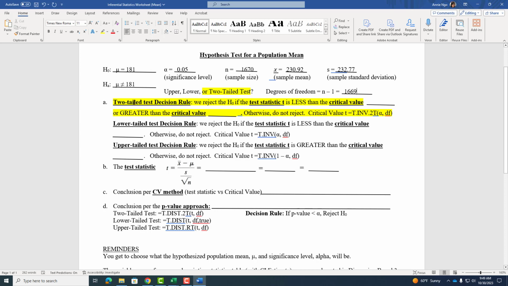To find my decision rule, so these are the critical values of when I'm going to reject the null or not. It says we reject the null if the test statistic t is less than the critical value blank. That's on my left side, so it's going to be a negative critical value, or greater than the critical value blank. So greater than means I'm on the right side. That's going to be a positive critical value. Otherwise, do not reject. And right here, I give you the formula that you need to find the critical value t. So it's this one right here.